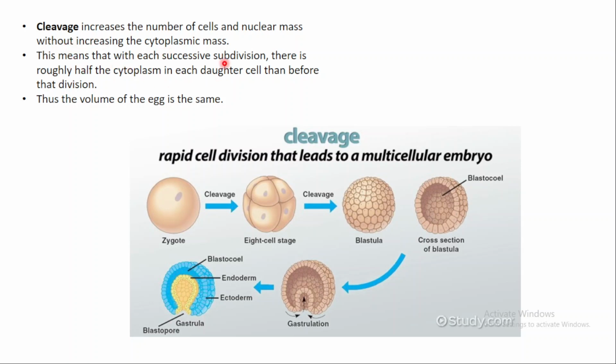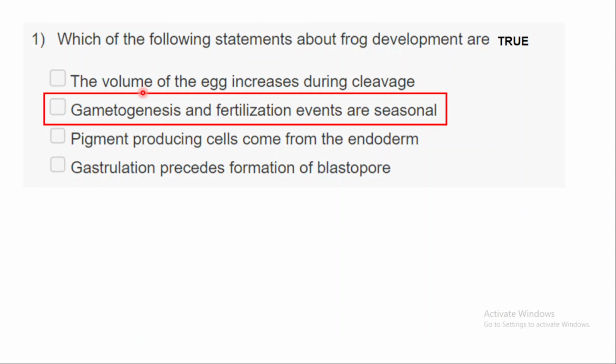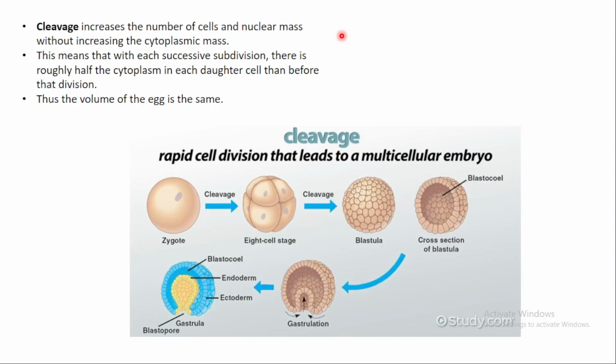This means that with each successive subdivision or cleavage, there is roughly half the cytoplasm in each daughter cell than before that division. So therefore option A cannot be the correct answer. The volume of the egg won't increase during the cleavage. The volume of the egg will remain the same, and in the subsequent daughter cells after cleavage, the volume of the cell will decrease. So if we take the whole volume of the egg, it will remain the same, but in daughter cells, we'll have the volume decreased.